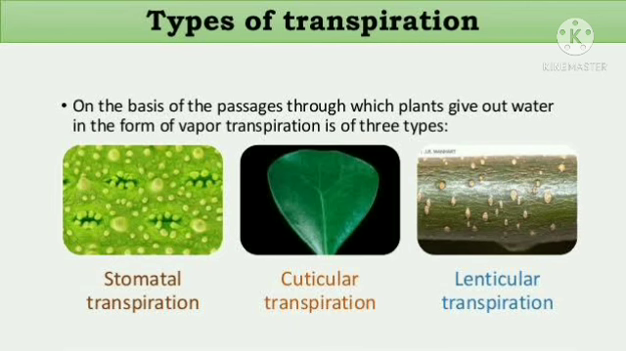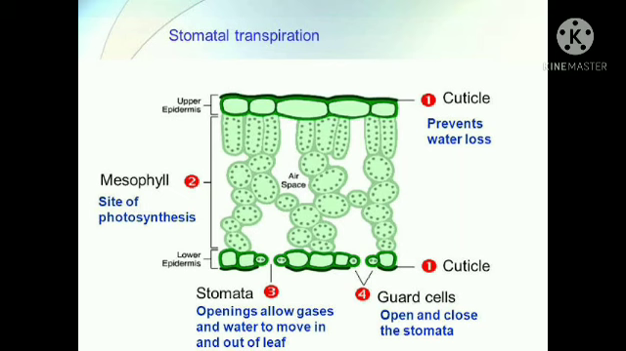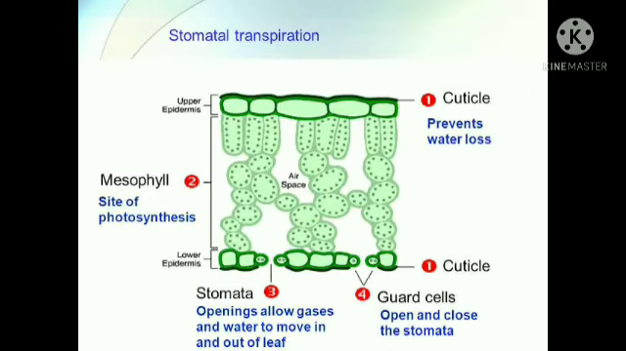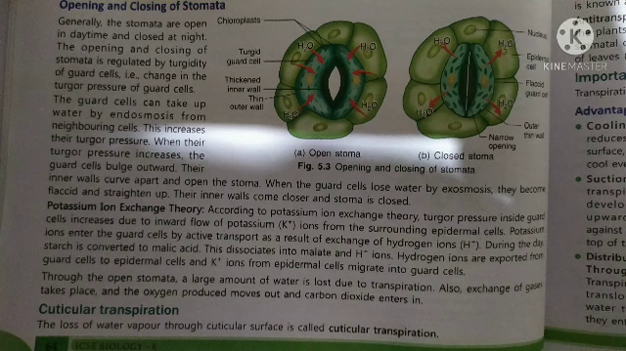In stomatal transpiration, the transpiration is from leaves through minute pores which are known as stomata. Stomata are the minute pores in the epidermis of leaves. Each stoma is surrounded by two guard cells. The guard cells may be kidney shaped as in dicot plants, or dumbbell shaped as in monocot plants.